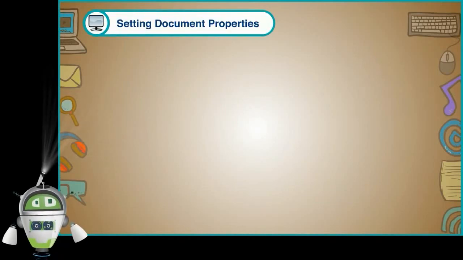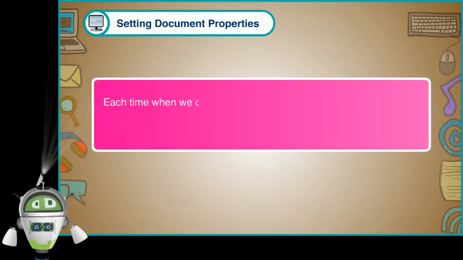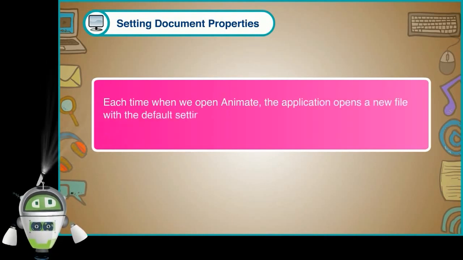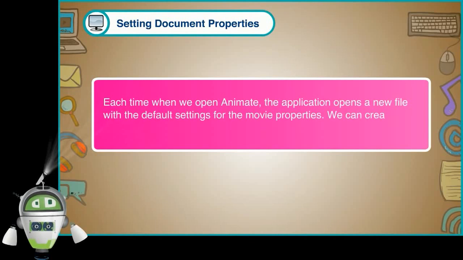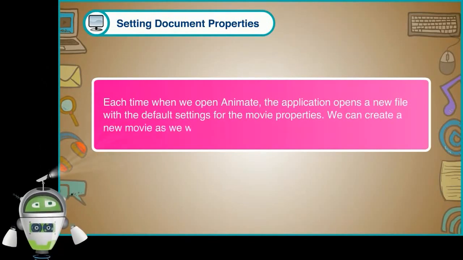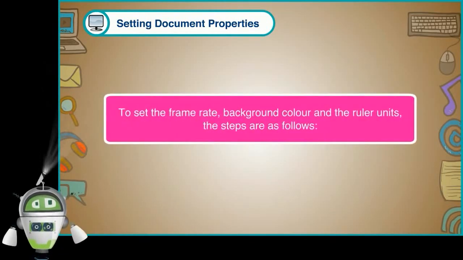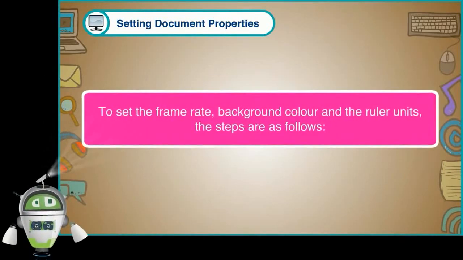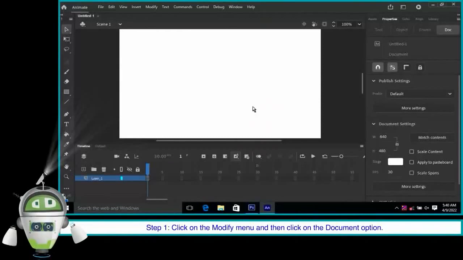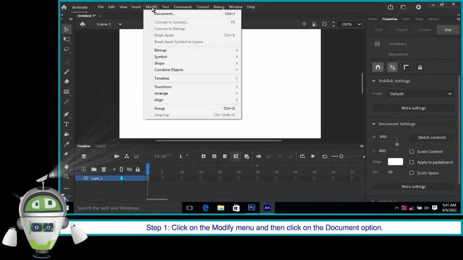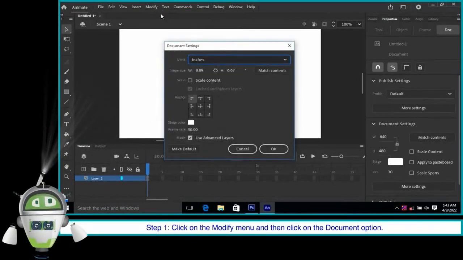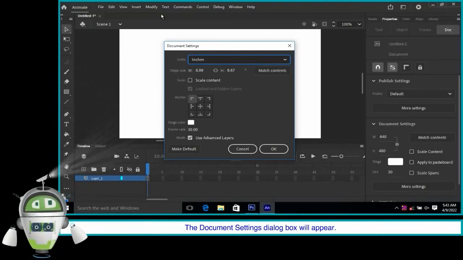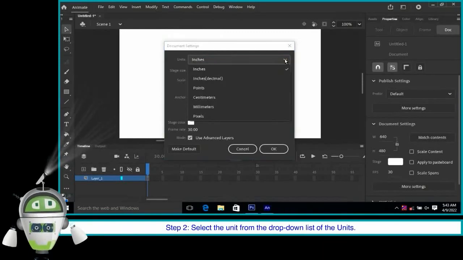Setting document properties. Each time when we open Animate, the application opens a new file with the default settings for movie properties. We can create a new movie as we work. To set the frame rate, background color, and the ruler units, the steps are as follows. Step 1. Click on the Modify menu and then click on the Document option. The Document Settings dialog box will appear. Step 2. Select the unit from the drop-down list of the units.